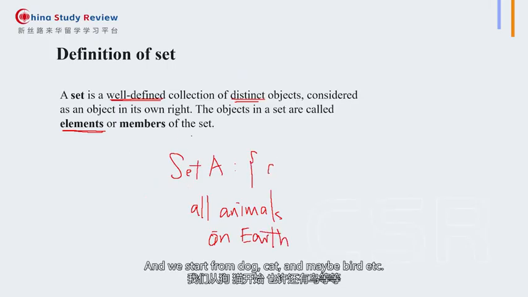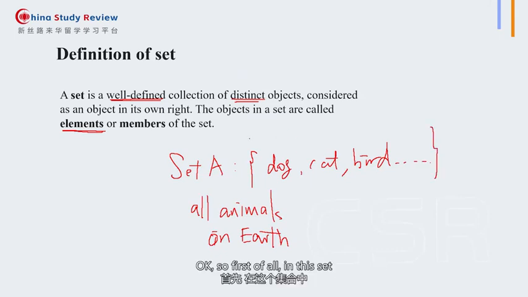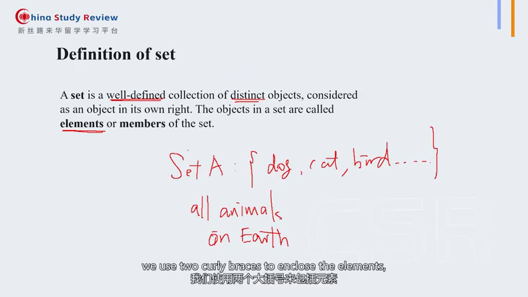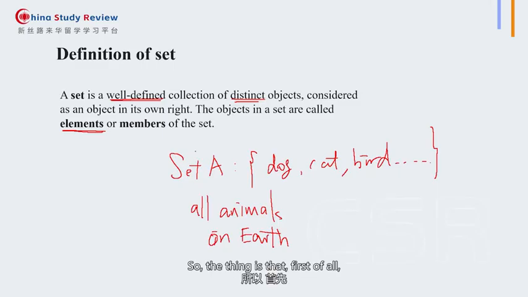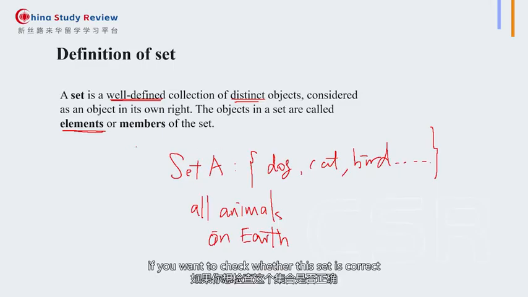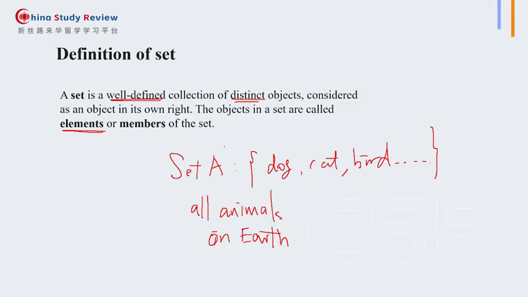We start from dog, cat, maybe bird, and so on. In this set, we use two curly braces to enclose the elements, and the elements are separated by commas. If you want to check whether this set meets the standard of a set, we first look at the word well-defined. A set must be well-defined.